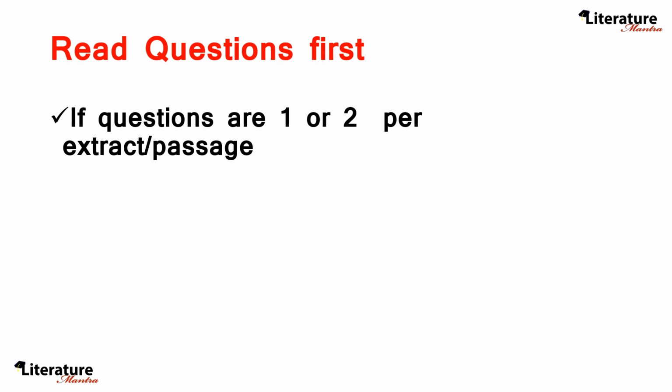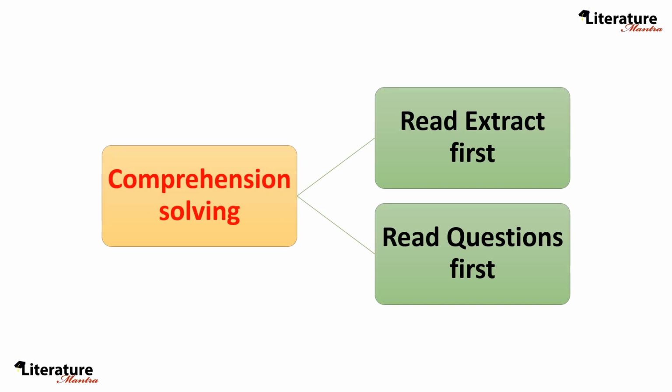So here is a method that you should use when the extract is very long and the questions for that extract are only 1 or 2. There is no perfect method of solving reading comprehension. It depends upon the type of comprehension that you have. If you have a long comprehension and 1 or 2 questions, begin by reading the question first. If you have an extract which has many questions, then don't waste your time reading the questions first. Suppose there are 5 questions or even more for one extract, then start with the extract and finish reading it as quickly as possible so that you can move on to the questions.